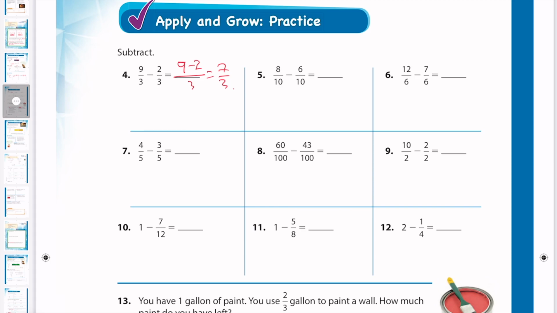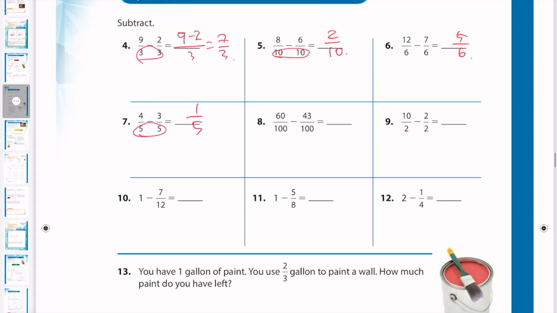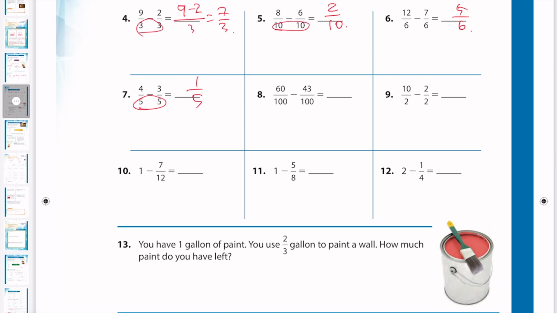So 8 take away 6 is what? 2 over 10. And 12 take away 7 is what? 5 over 6. And 4 take away 3 is what? 1 over 5. You need to check if they have the same denominators, okay? All right, number 8. 60 take away 43 is 17 over 100. And 8 over 2, you can say what? 4, because you can divide by 2 and 4, okay?